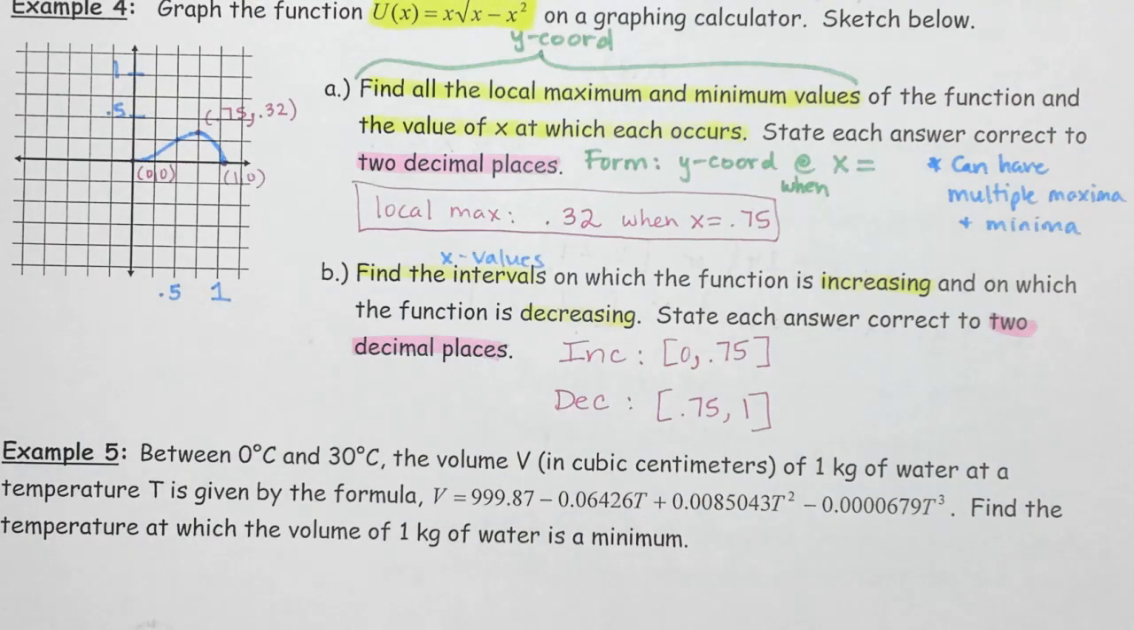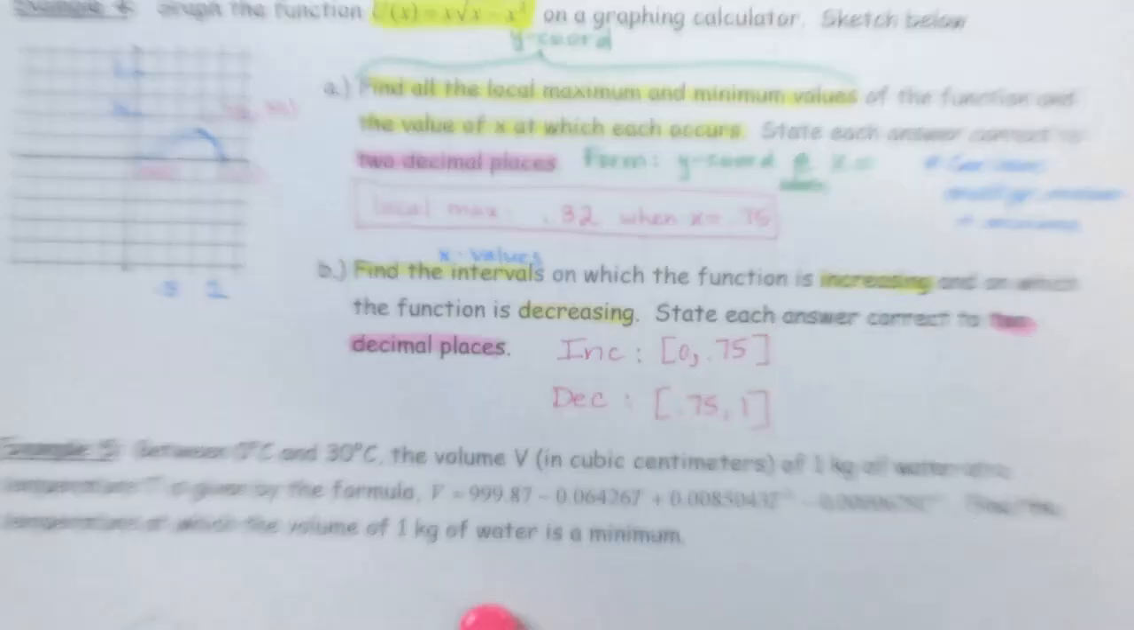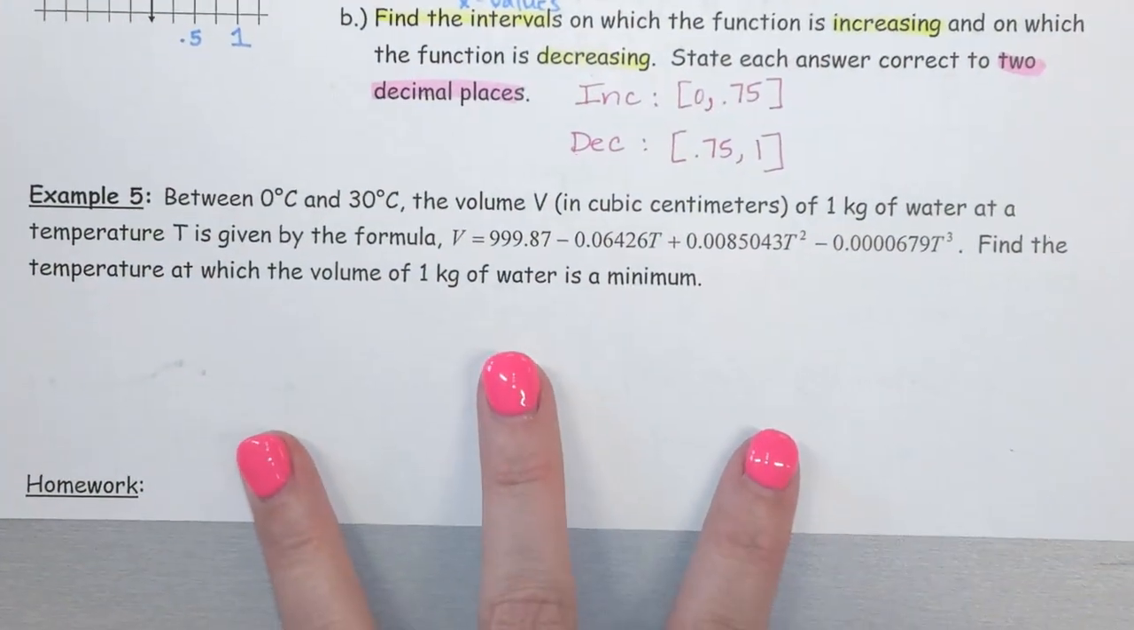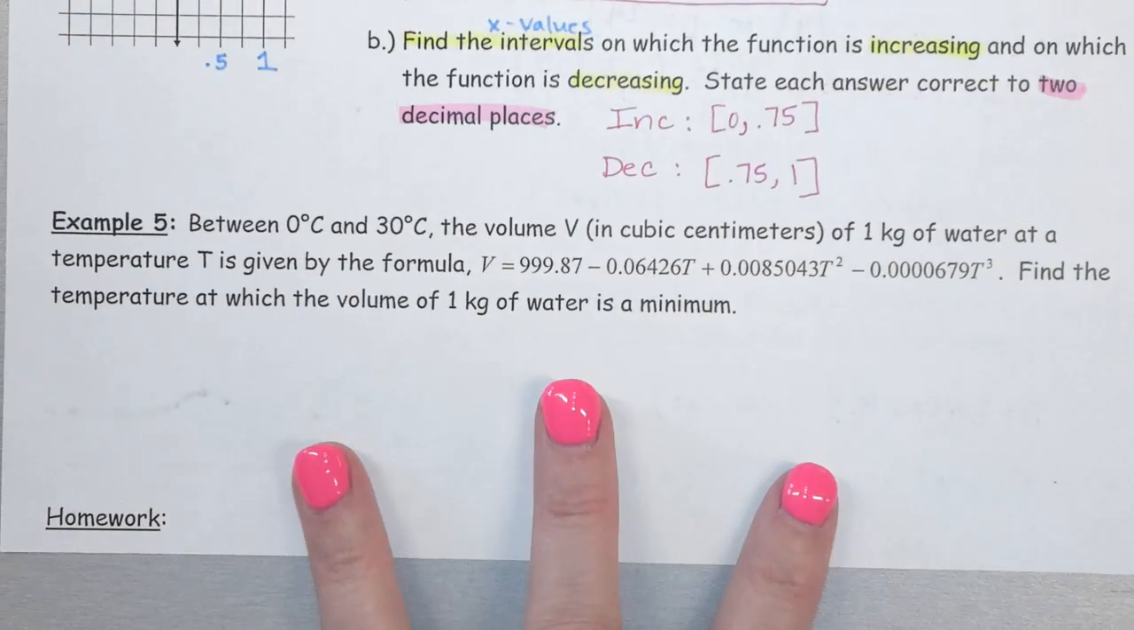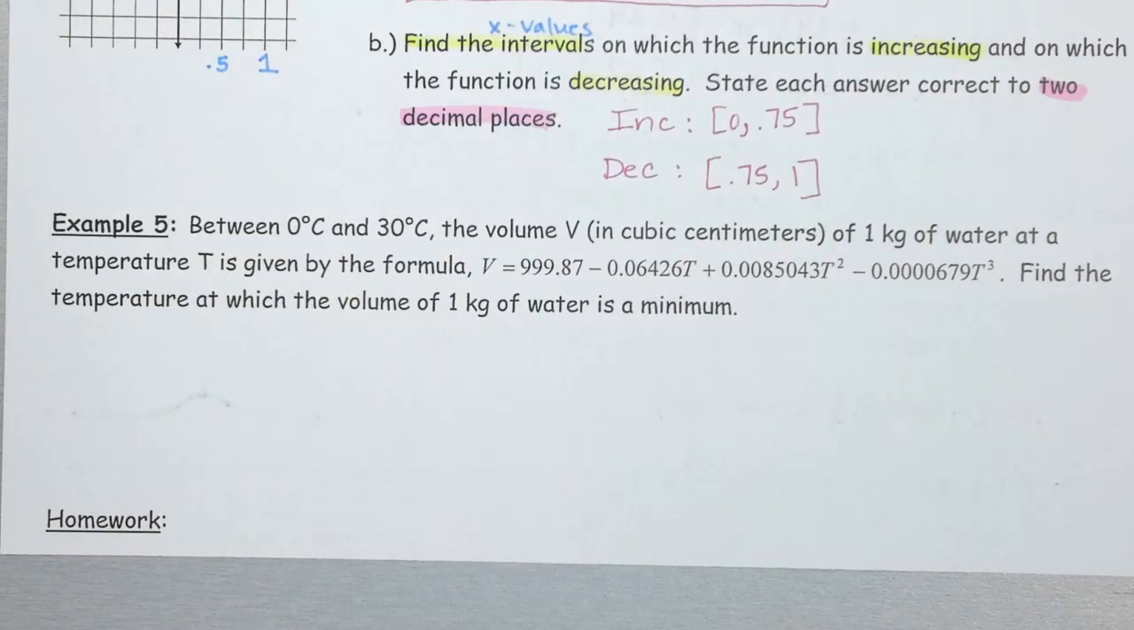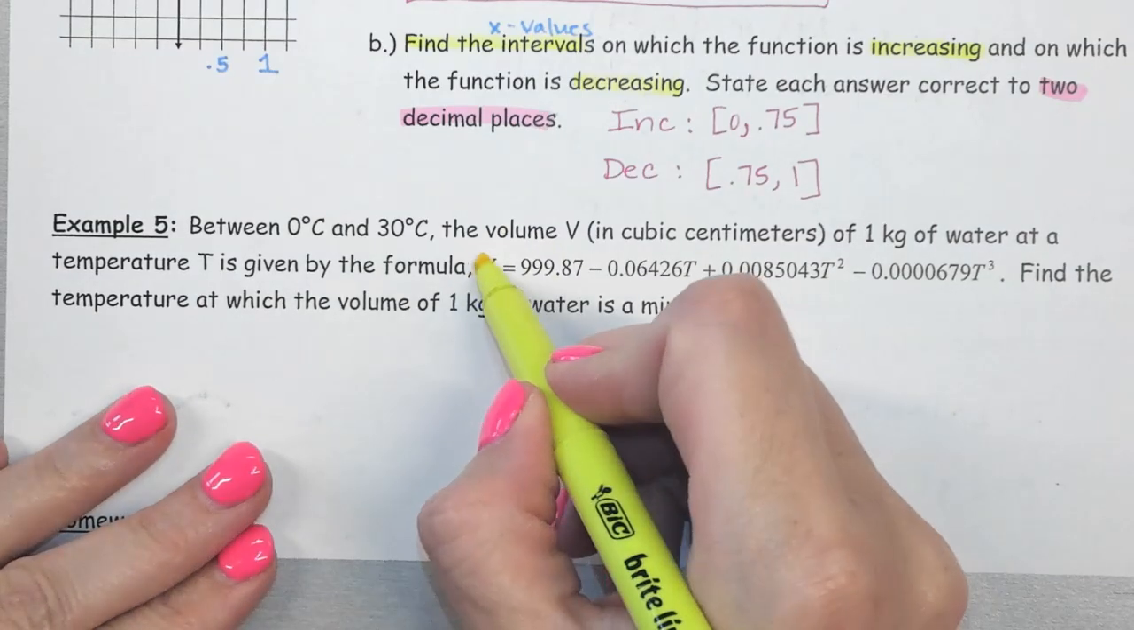All right, example 5. So I know story problems can be hard because there's a lot of information, and sometimes there's information that we have to use in a certain way, and other times it's just going to give you context. So this says between 0 degrees Celsius and 30 degrees Celsius, the volume V in cubic centimeters of 1 kilogram of water at a temperature T is given by this beautiful formula, which we will highlight. We are going to be using this.